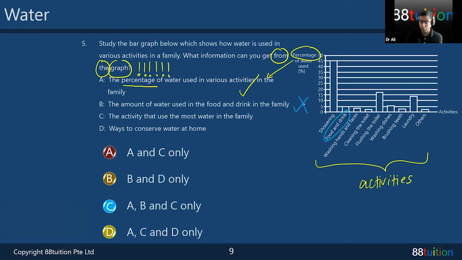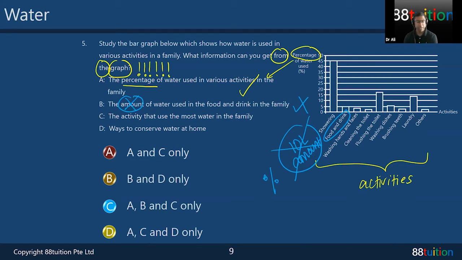However, it's not true because it's not the amount. Amount means how much. Is it 5 liters, 10 liters, 100 liters? It is not the amount, but the graph is only showing the percentage compared to the rest of the usages. How much percentage is used in food and drink? So you cannot see the actual amount. So this is wrong. Hence, the statement is wrong. So we got A correct, B wrong.